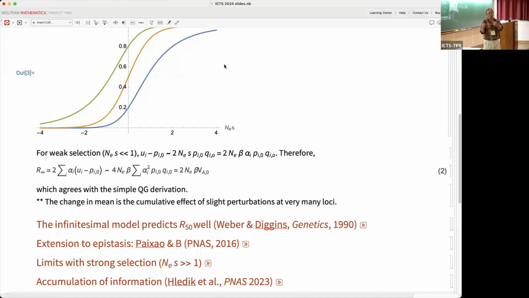So if it's neutral, its chance of fixation is the initial frequency, and there's no shift in the mean. Some go up, some go down, but on average, there's no change. So you're trying to bias by selection. What selection is doing is biasing the fixation probability. So it's the extent to which it can be biased up above that p0, which in there is 0.2 or 0.5 or 0.8.